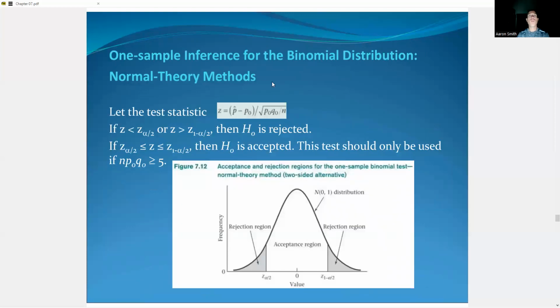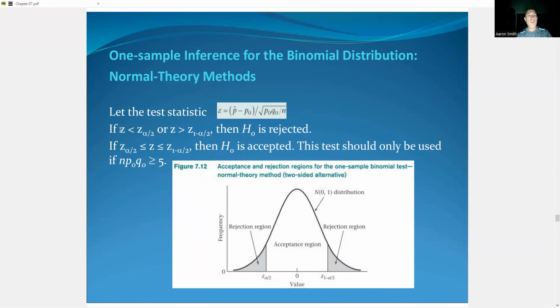All right, one sample inference for the binomial distribution, normal theory methods. If I treat my binomial random variable as the sum of one-event binomial random variables, and then I divide by the number of observations, I get an estimate of the probability of success. And that's an average. I can use the central limit theorem, so I can approximate everything with a normal distribution.